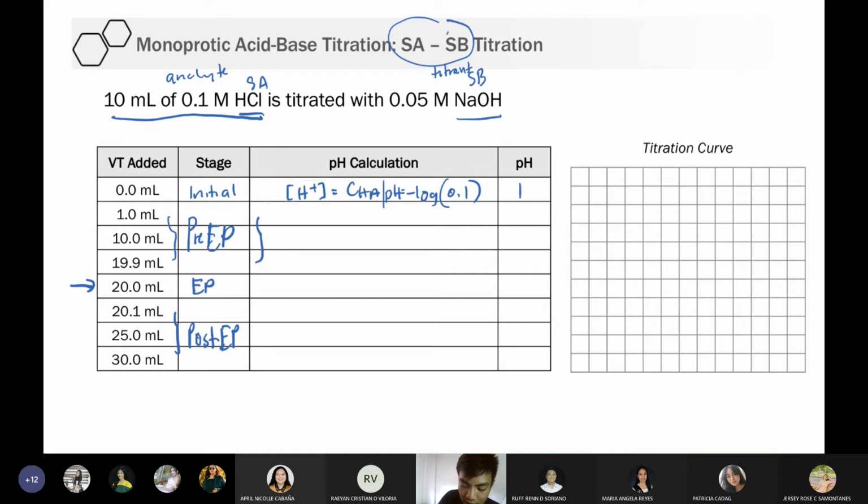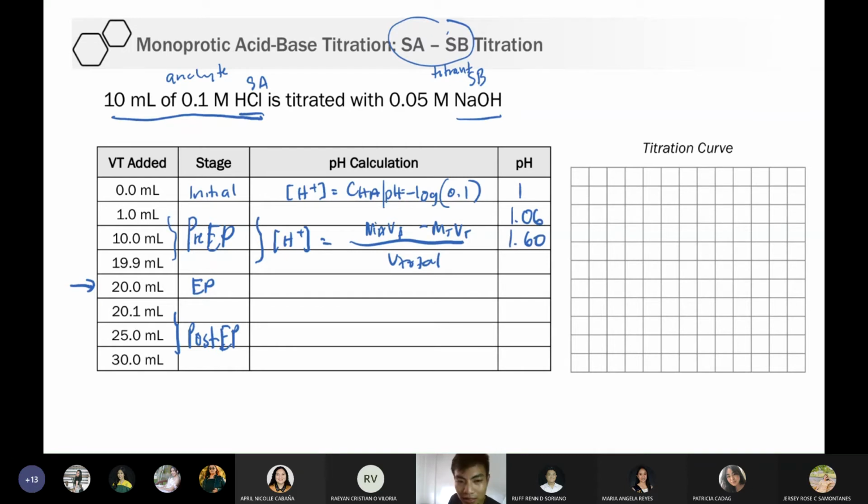Okay, so pre-EP, anong equation gagamitin ko dito? H plus equals MAVA minus MTVT over V total. Hopefully, ganito kayo, pag mag-exam na kayo or quiz. Mabilisan. Plug in nyo na lang yung numbers. Okay, again, yung sagot, yun na lang i-save nyo, then try to arrive with the answers. MAVA, 10 times 0.1 minus 0.05 times 1 divided by 10 plus 1. Negative log. This is 1.06. Next volume, 10 ml. This is 1.60.